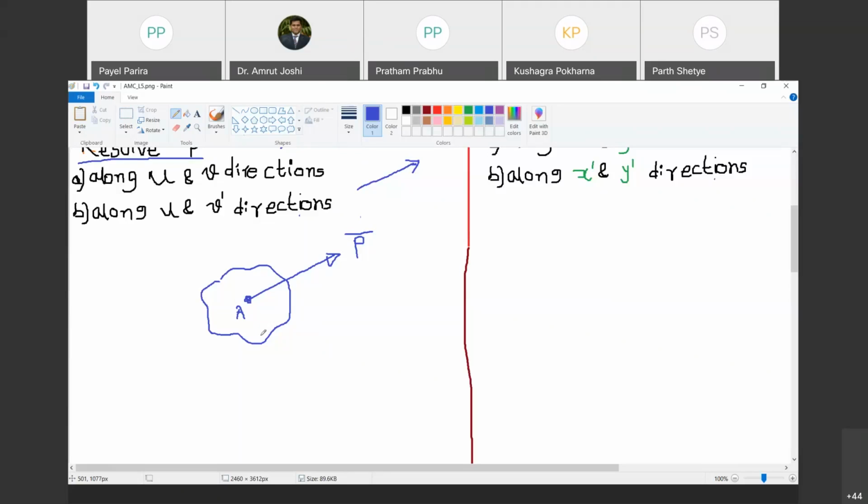Now tell me, in how many ways can I have these two forces instead of P bar? It is a slightly tricky question, think and tell. See what I am doing now. Look at this.